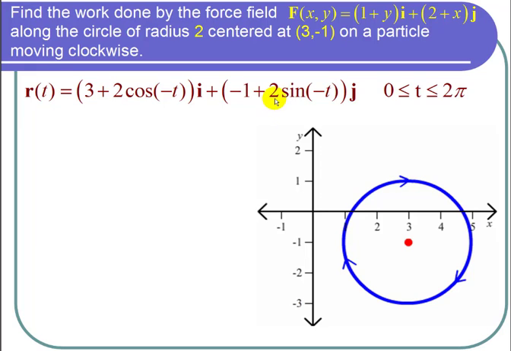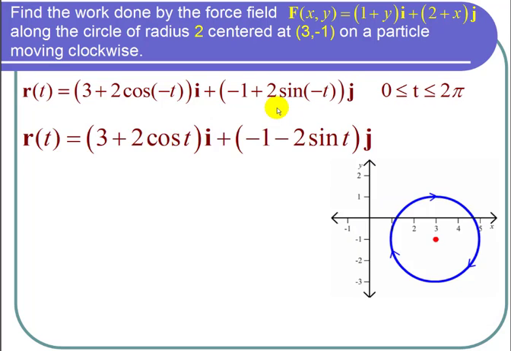Y is typically r sine of the angle, but since we're going clockwise, we have 2 for r times the sine of negative t, and we're shifting down 1 because the center of the circle has y-coordinate negative 1, so I get negative 1 plus 2 sine of negative t, and then times j. And t is the angle, so it goes between 0 and 2 pi.